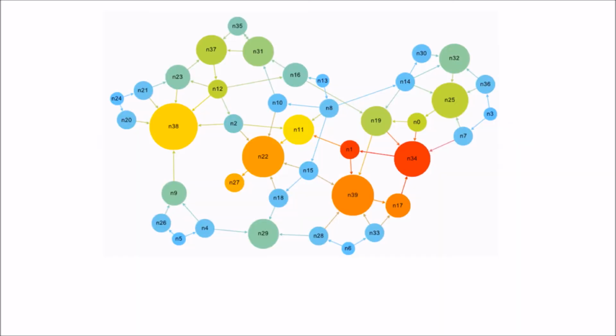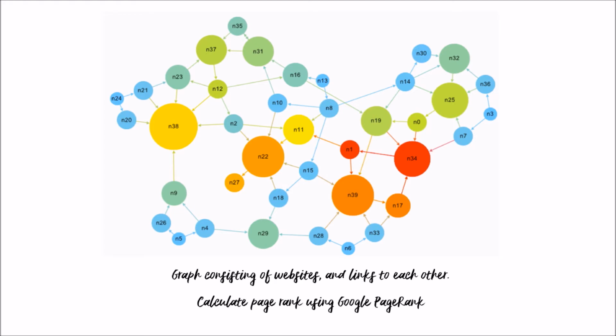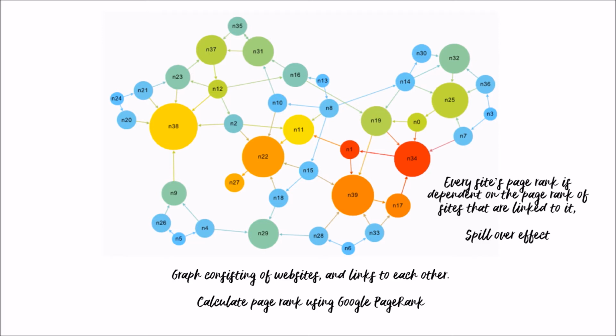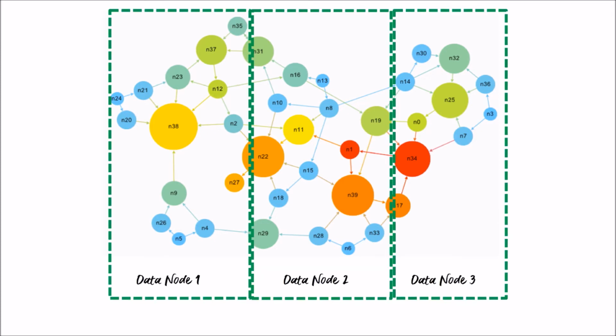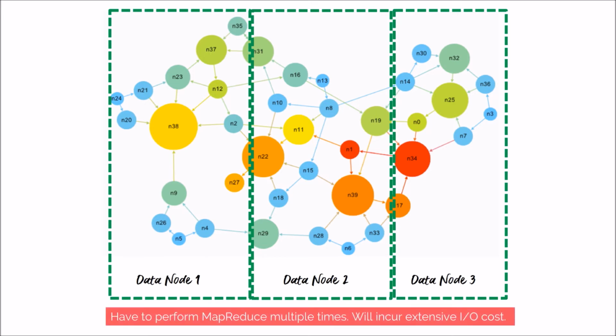However, the challenge comes in when what we are processing is actually a graph, where the relationship between nodes is critical. Now, imagine we are given a graph consisting of websites and their links to each other, and we have to calculate their page rank using the Google PageRank algorithm. We want to give an incoming link from a website with higher page rank a higher weightage during calculation. This means that every website's page rank is dependent on the page rank of the sites that link to it, causing a spillover effect. Next, we assume that the calculation of page rank is done through Hadoop MapReduce. This makes the problem challenging because we would have to perform the MapReduce step multiple times before it converges into the final page rank values, and it will incur extensive I/O costs.